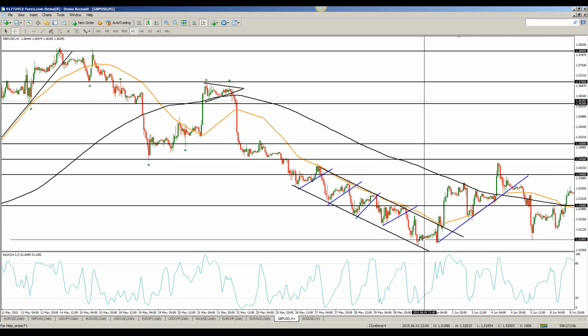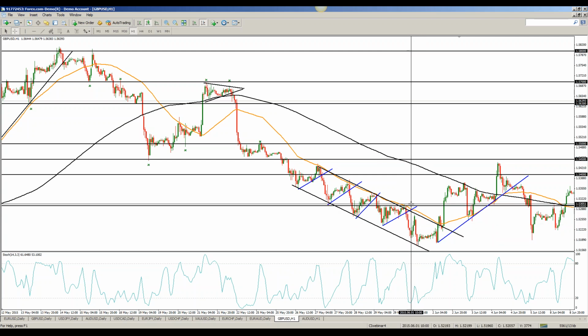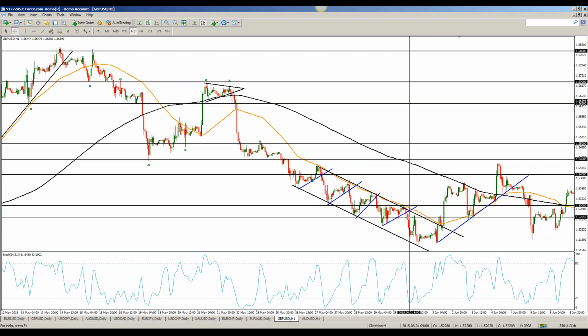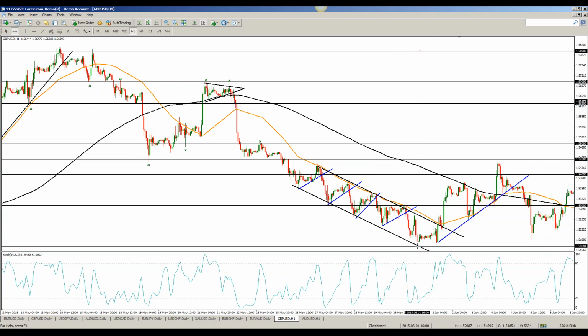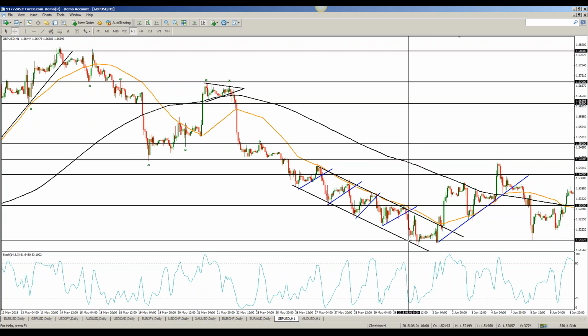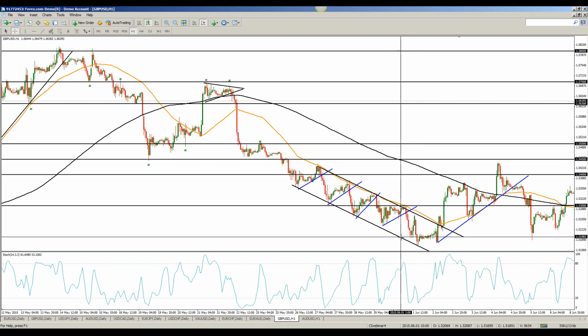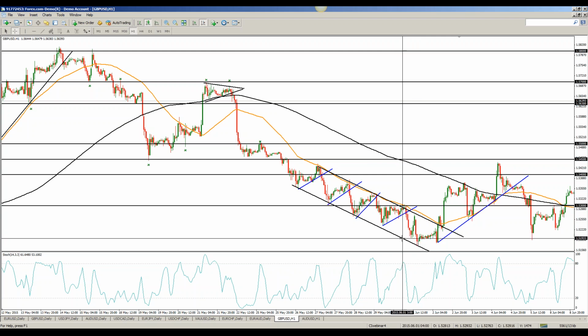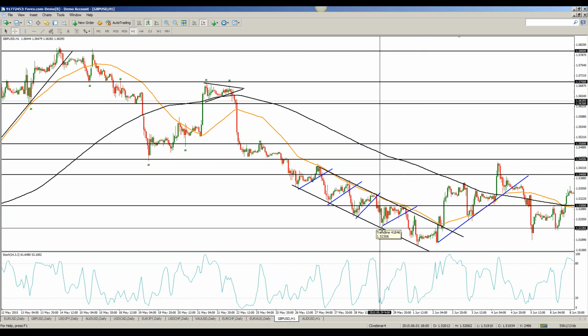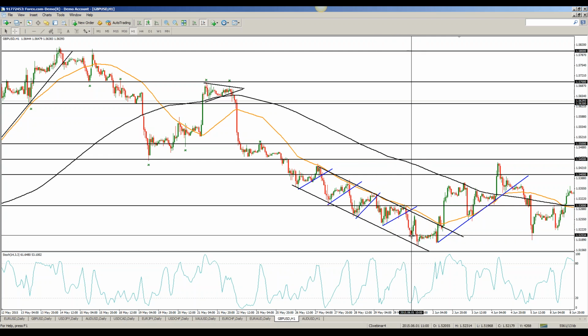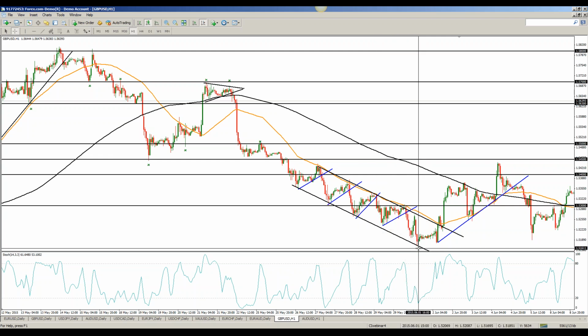Let's say you go short there and you have your stop loss above. Okay, you go short there, and then you're targeting the lower end of the channel. That could be fine, but the lower end of the channel is a dynamic support line. So the lower end of the channel is constantly moving lower.